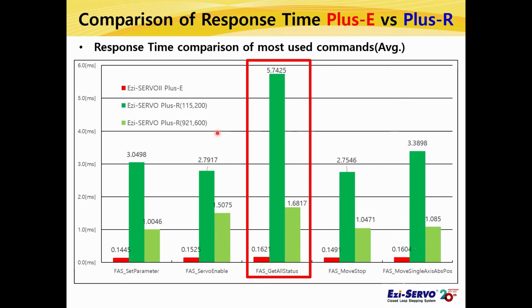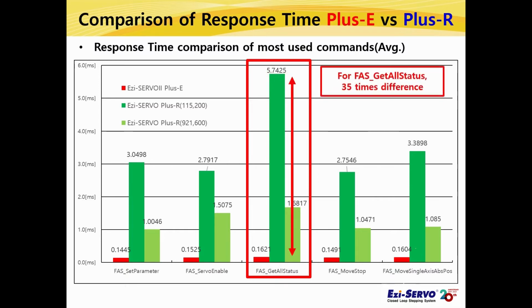In the case of FAS get all status, a command that reads I/O status and operation status flag value, current operation progress status, and PT number in operation, the response time is 0.1621 millisecond with Ethernet network, and the response time of RS485 with 115,200 bps communication speed is 5.7425 millisecond. In conclusion, the response time with Ethernet was about 35 times faster than RS485 network.